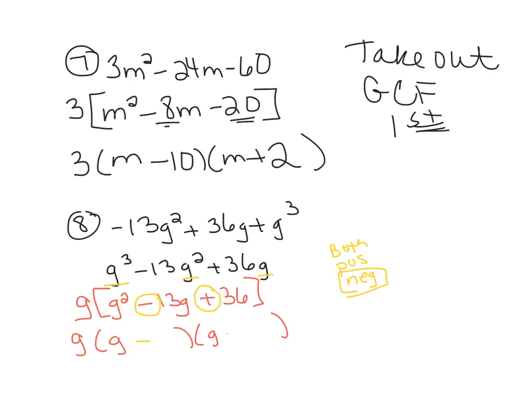So negative, negative, and then go back to 36. What are your combinations of 36 that, when you add, get you 13? Hopefully you did minus 4, minus 9. Now, if you did g minus 9, g minus 4, no big deal. That's the exact same answer. Both of those answers are perfect. Okay? All right. Let's go to number 9.